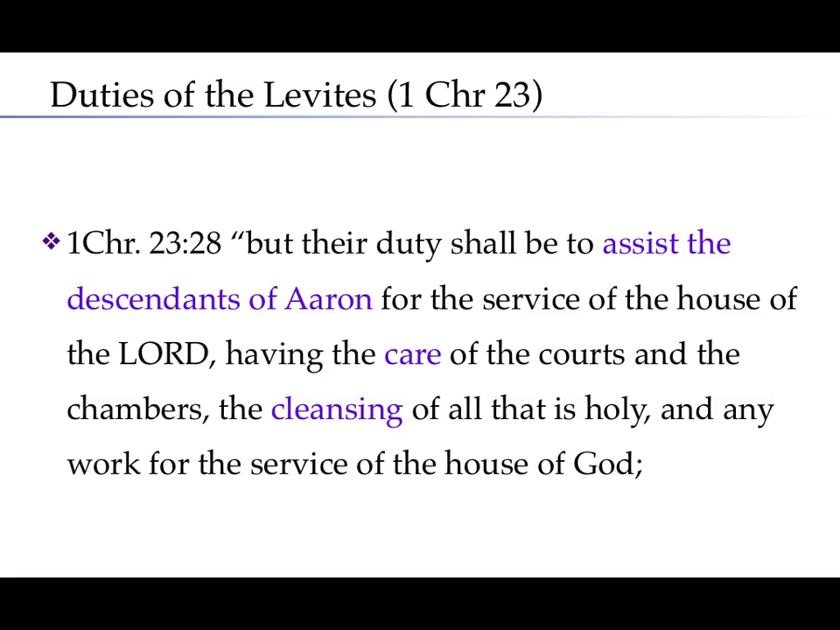And they have care for the courts and the chambers. They clean everything. They do the general labor. They take care of the temple. They protect it, they clean it, they repair it. But they're not directly involved in the sacrifices. Only the Cohens, or the Aaronites, descendants of Aaron, can do the sacrifice.